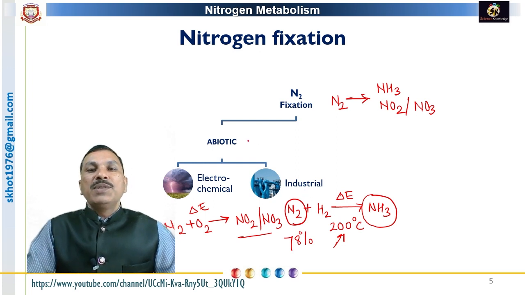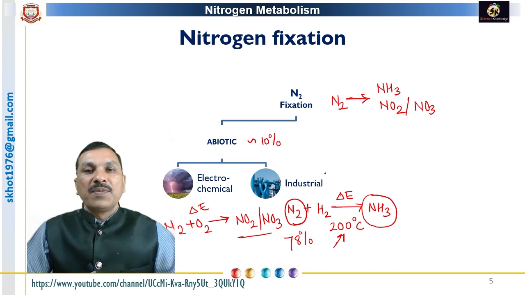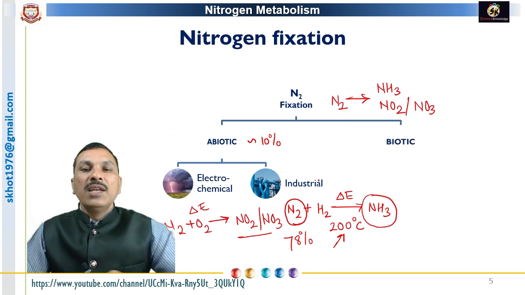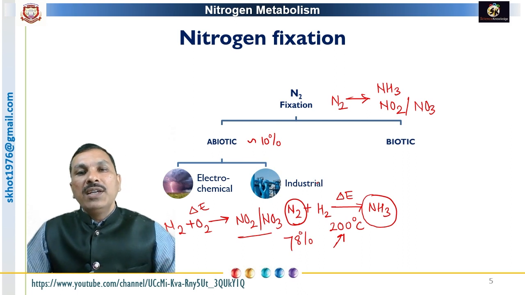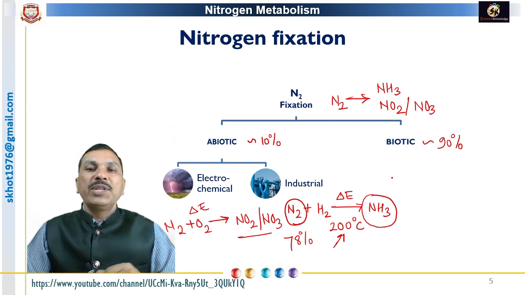The abiotic nitrogen fixation accounts for about 10% of total nitrogen fixation on the earth. So it is comparatively of less significance. The second and the major type of nitrogen fixation is biotic nitrogen fixation or biological nitrogen fixation. This accounts for about 90% of total nitrogen fixation. So this is the major process of nitrogen fixation.